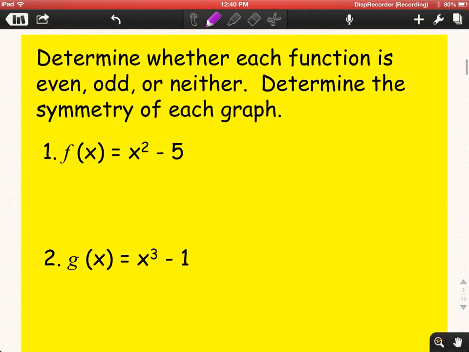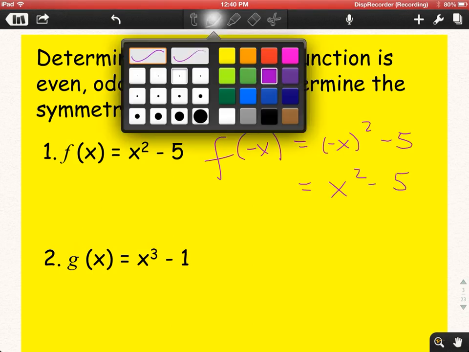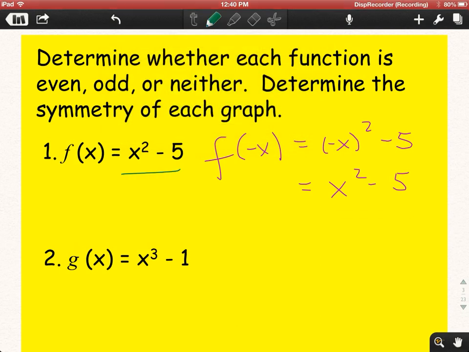So let's look at some examples to really highlight this. So the test says plug in negative x and see what happens. So if I take negative x and square it, I will get x squared minus 5, which indeed is my original function. So an even function says if you plug in negative x, you get your exact function back. That is an even function. So let's take a look at pictures of this.